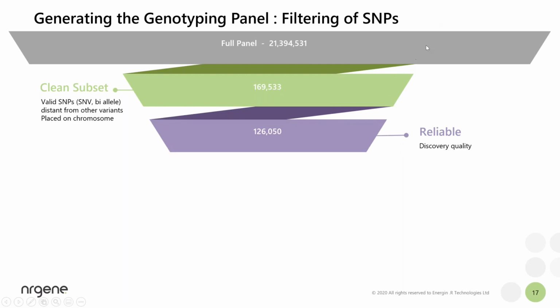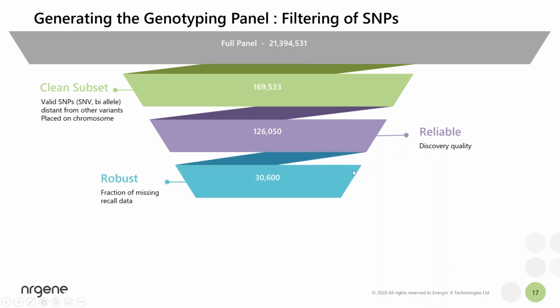We continued to filter the data set into reliable SNPs, based on discovery quality. I won't go into details of how and why we're doing this, but it's a rigorous process to further filter the data set into SNPs that we can trust. Then there's a parameter called robustness, which is the fraction of missing recall data, meaning every time you look at the data, you actually get a signal in a large portion of the varieties you're analyzing. That got rid of another 75% of the data, still a large number.